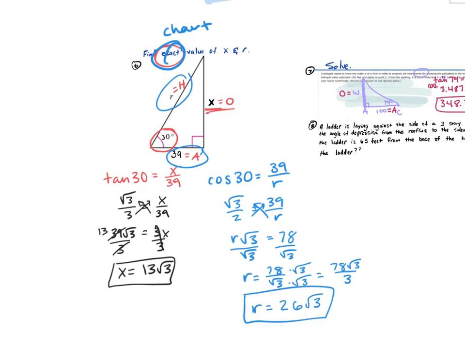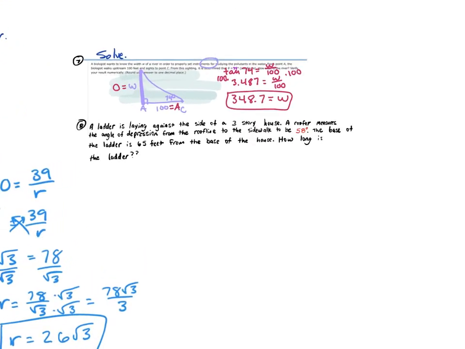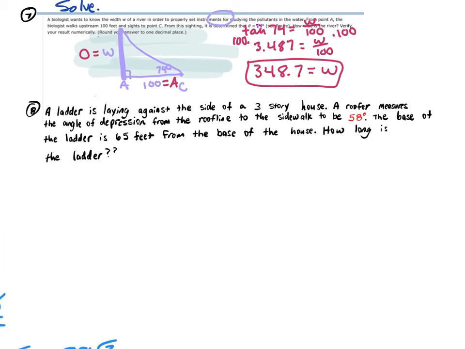All right, so we did number 7 in class yesterday, so let's look at number 8. A ladder is laying against the side of a 3-story house. A roofer measures the angle of depression from the roof line to the sidewalk to be 58 degrees. The base of the ladder is 65 feet from the base of the house. How long is the ladder?